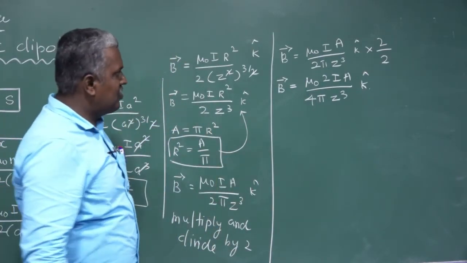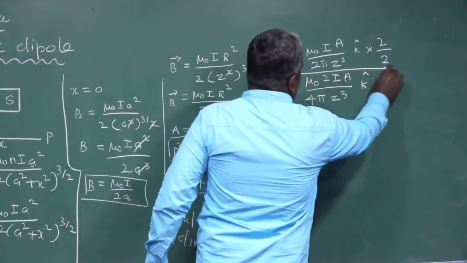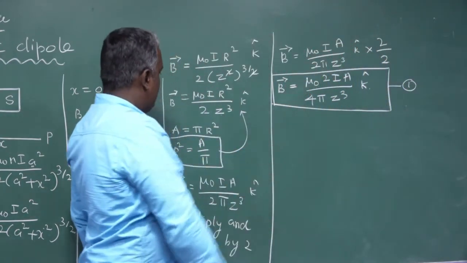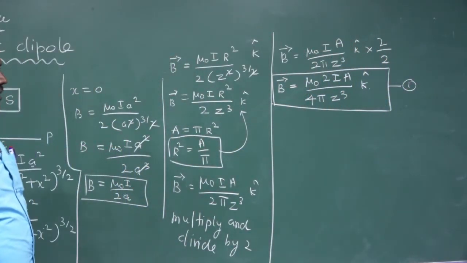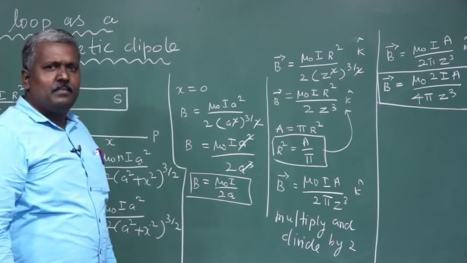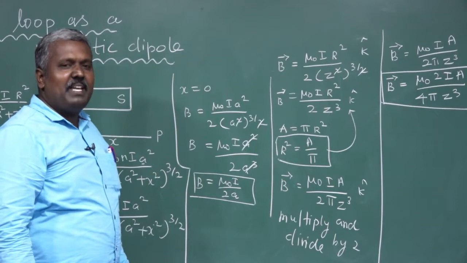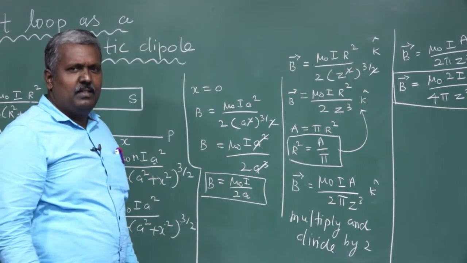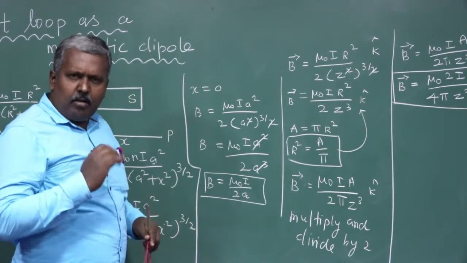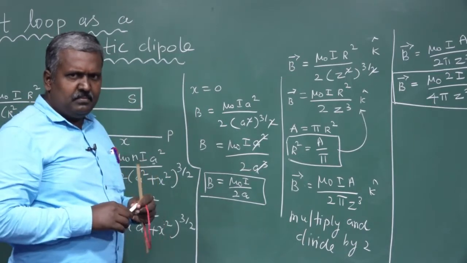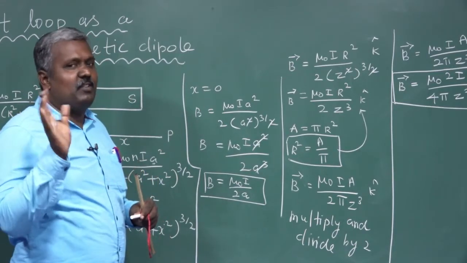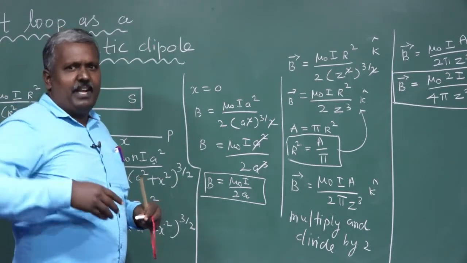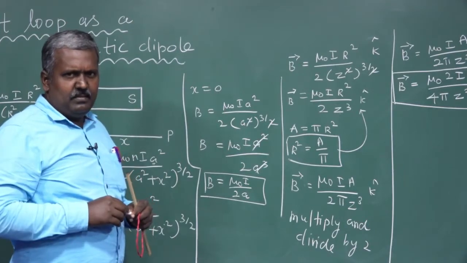Clear? Yes. This is equation number 1. Now we are going to compare it with one famous formula you have already studied: the magnetic field along the axis of the magnetic dipole, or bar magnet, along the axial line and along the equatorial line. Already calculated in the previous topic.